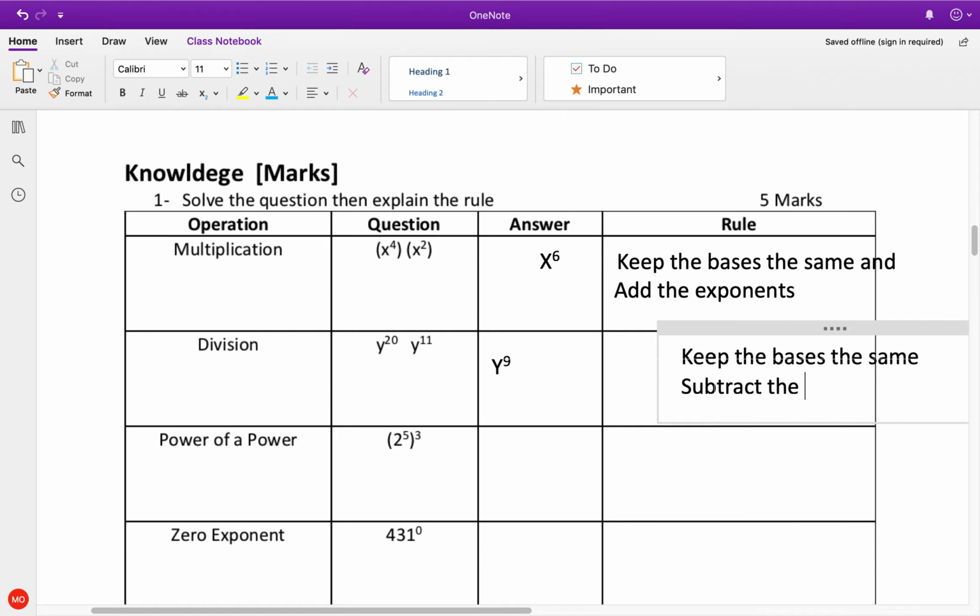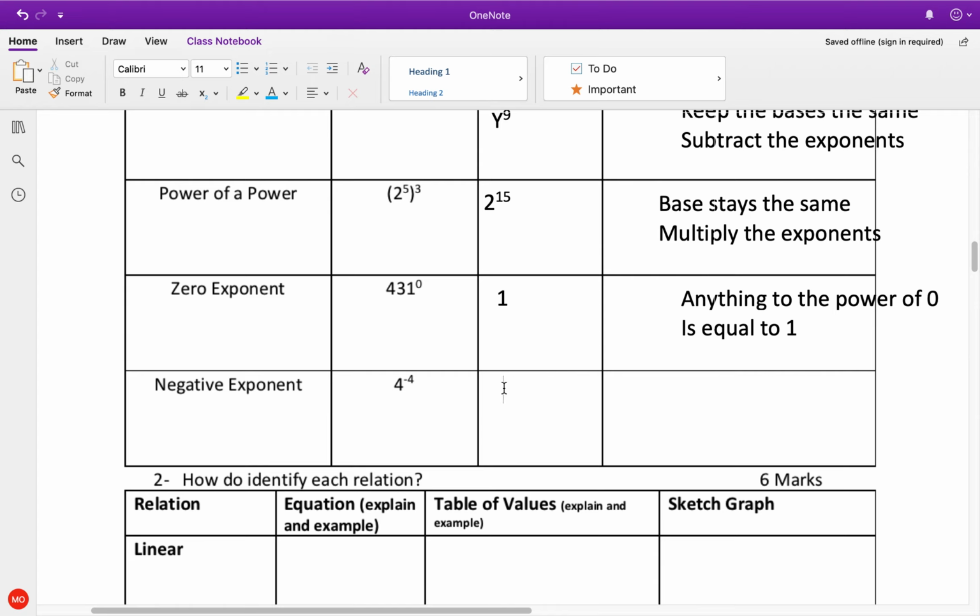And here, the base stays the same and multiply the exponents. So I went 5 times 3 there. The answer here is 1. And the reason there is because anything to the power of 0 is equal to 1, no matter what number it is.